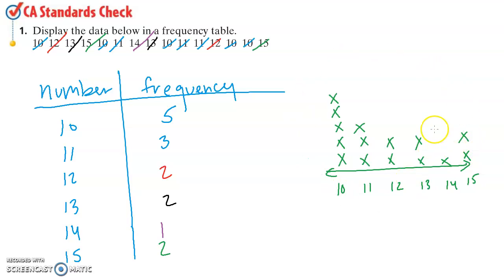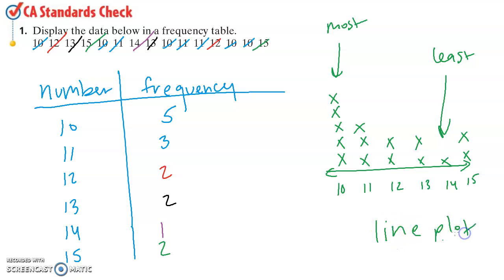All right, so looking at this, which number was used the most? It looks like 10 was used the most. And which number was used the least? It looks like 14 was used the least. Now remember, the homework question did not ask us to make a line plot, but this might be really good information to have. So this is a frequency table.